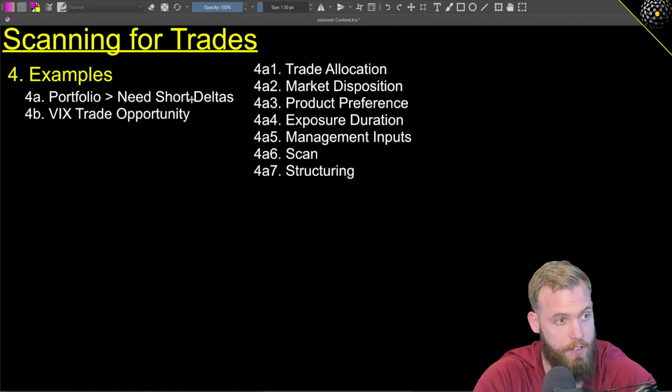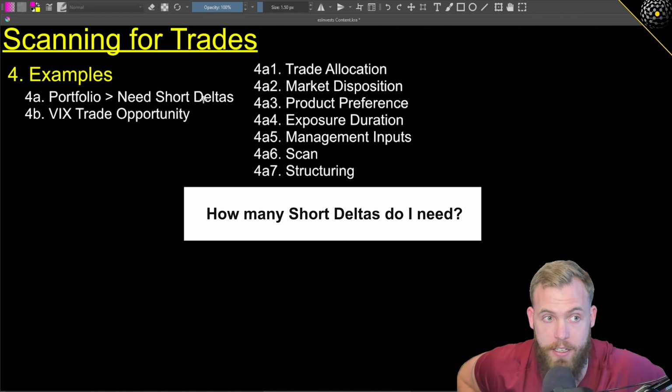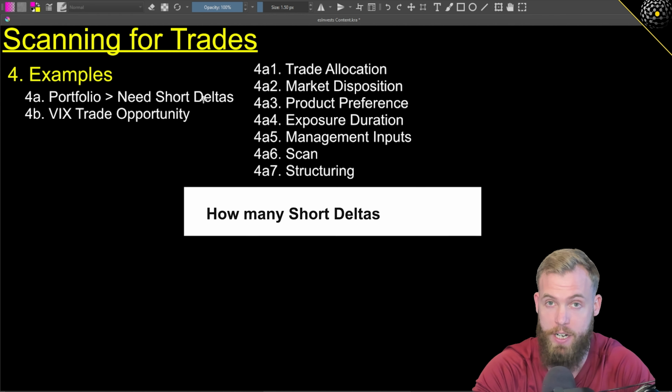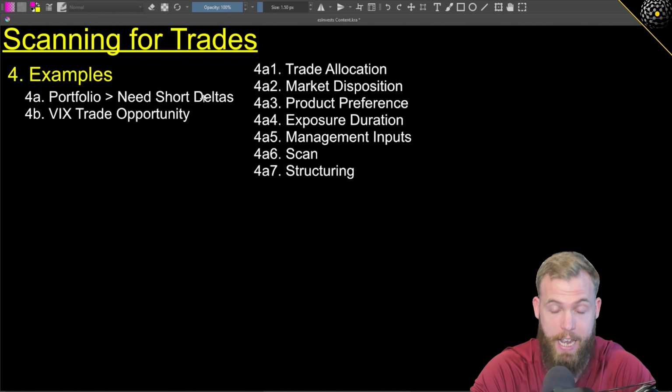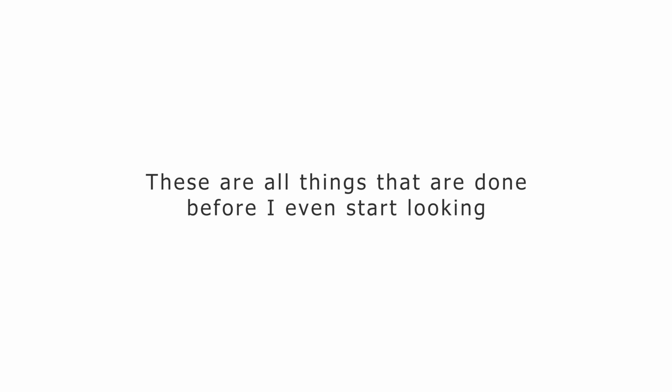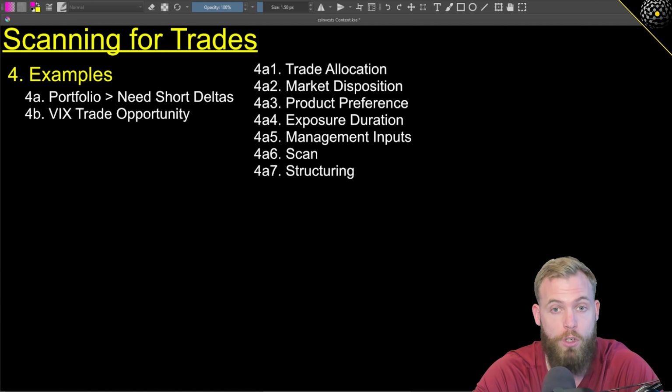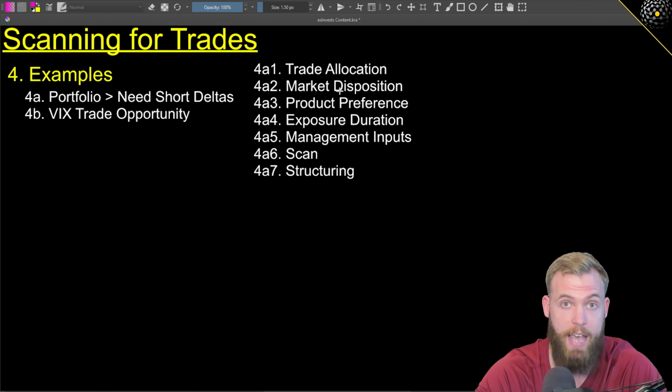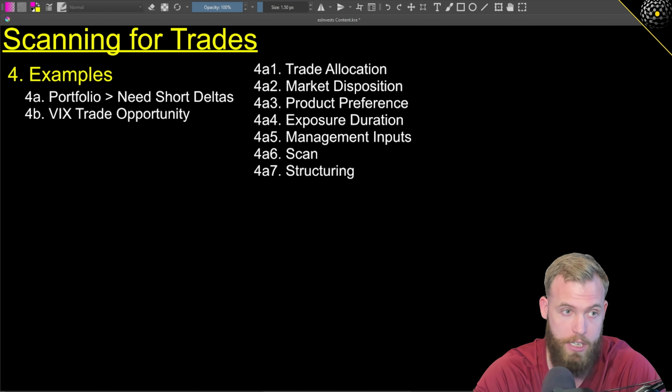Well, the first thing I'm going to figure out is how many short deltas do I need? I'm going to then allocate money to a prospective trade based on how it fits into the portfolio. Notice how I haven't scanned for anything yet. These are all things that are done before I even start looking. Then I'm going to define my market disposition. Again, we need short deltas, so we think that the market might be rolling over here, for example.